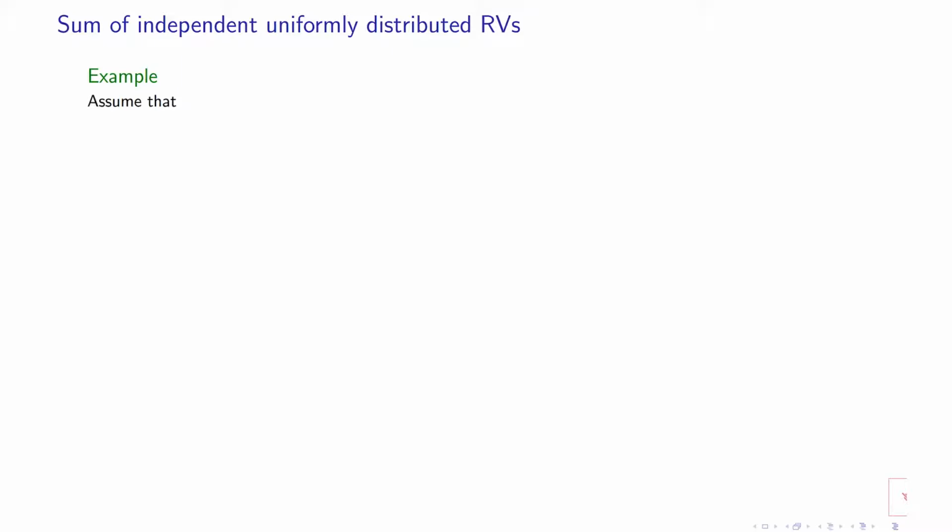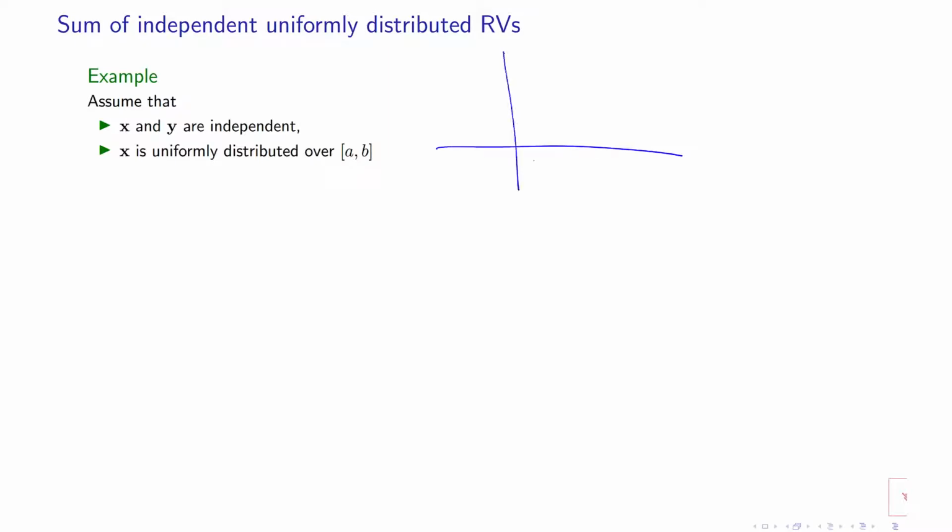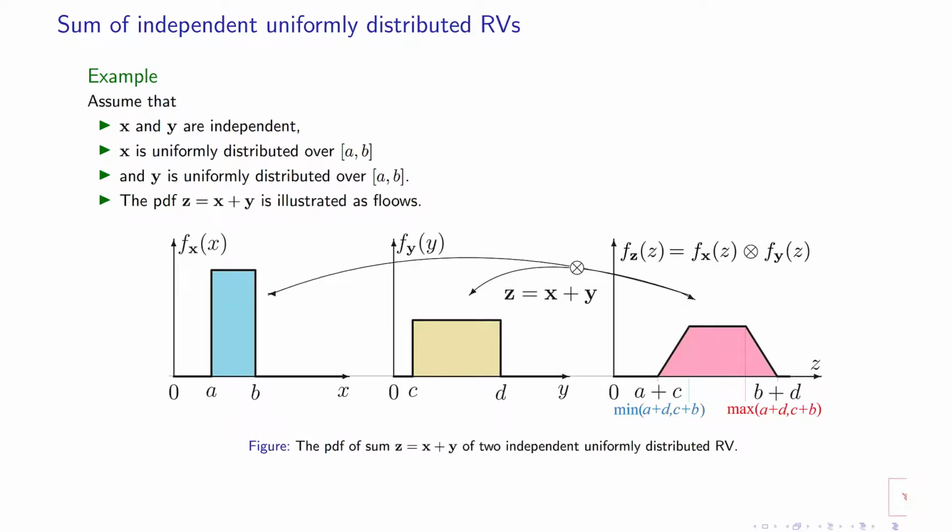Let us have one example. Assume that X and Y are independent and X is uniformly distributed over an interval from a to b. That means the PDF, let's say this is a, this is b, is constant because this area should be equal to 1. This value should be 1 over b minus a. And let us assume that Y is also uniformly distributed, over an interval from c to d.